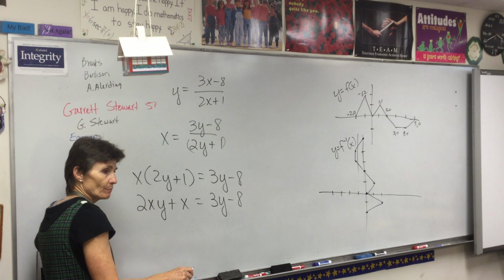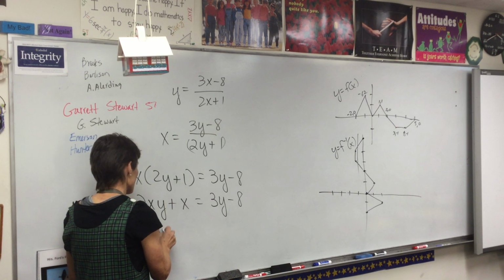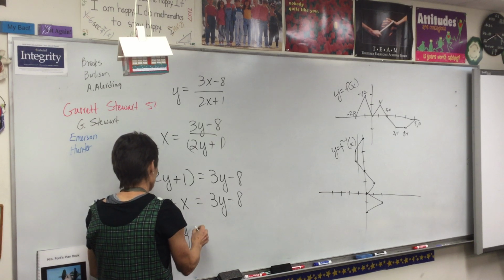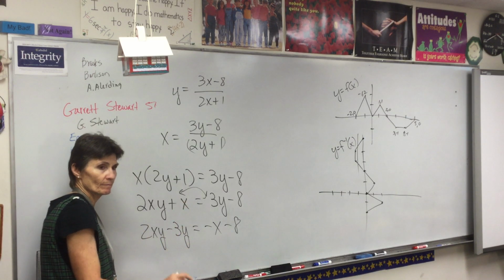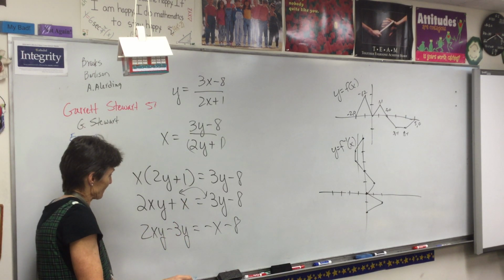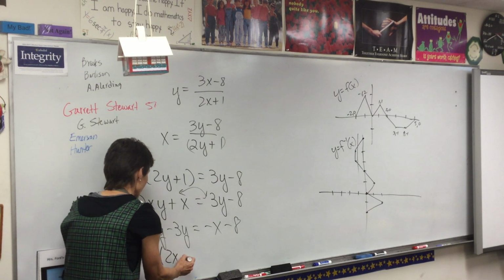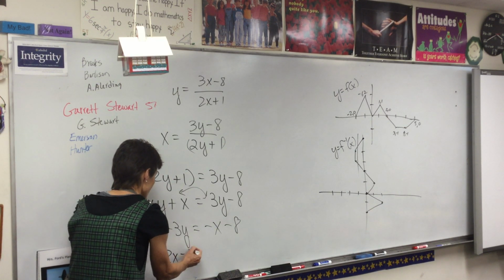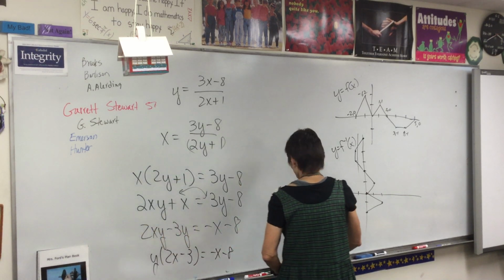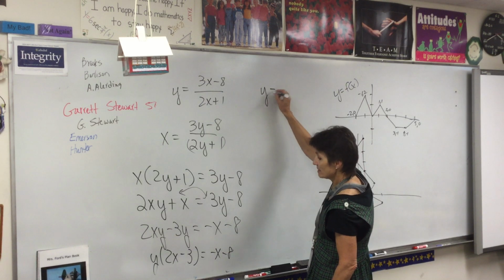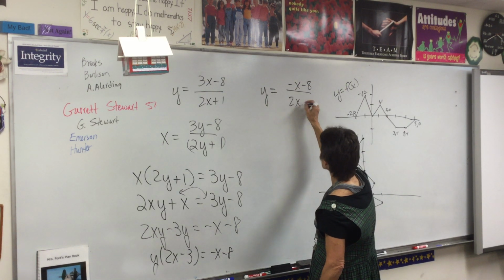Now what? Move the y's to one side, so 2xy minus 3y equals negative x minus 8. Just flip-flop these two. Get rid of the y. Can't get rid of the y, but we can factor it out. So 2x minus 3. And then we will divide. So negative x minus 8 over 2x minus 3.